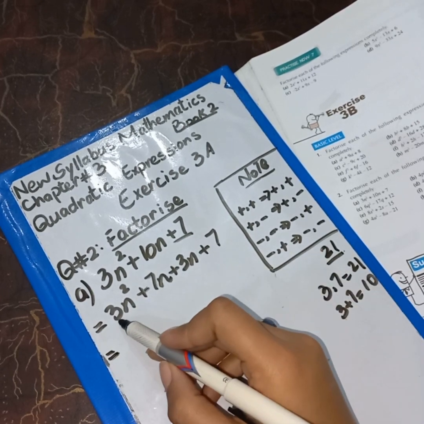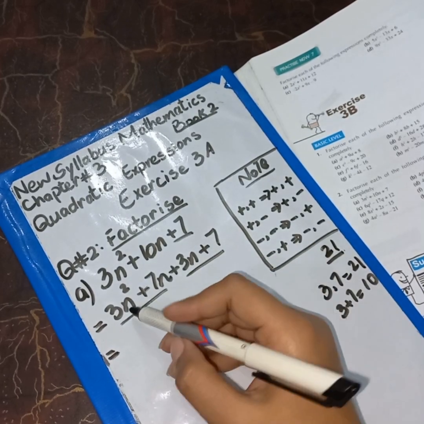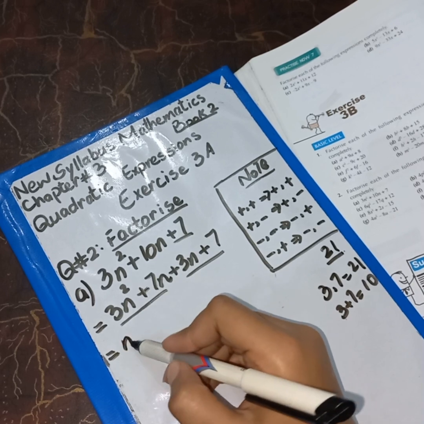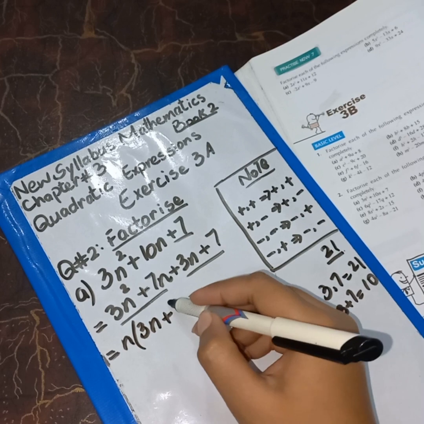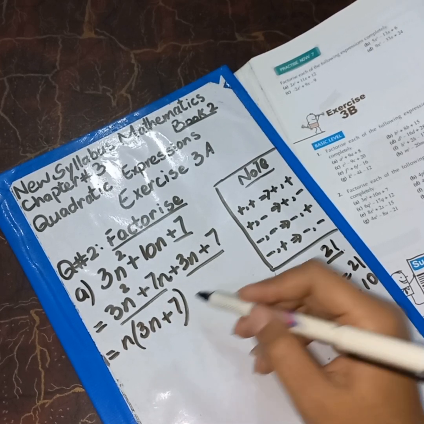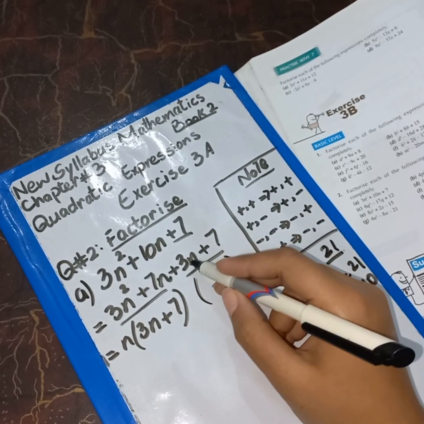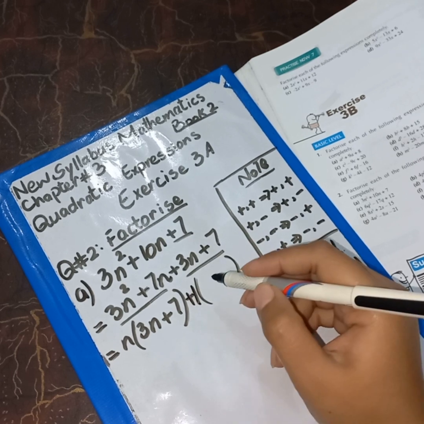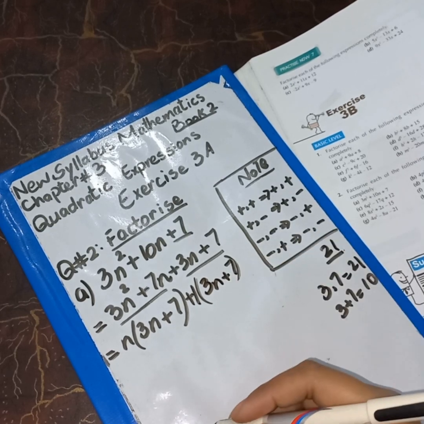Now let's take common from these two, first from these two and then from the other terms. The common variable among these two terms is n. Bring it out. Inside there is 3n and plus 7 will come, because n is already outside, so there is no need to write it. Right now over here, there is nothing to find common between these two terms, so it means there is 1. Then 3n plus 7 will come in the bracket inside as it is.